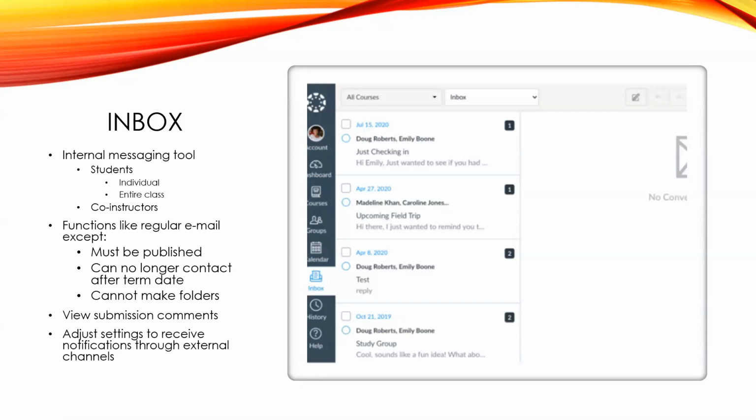Another interesting aspect of the inbox, though, is you can view submission comments. Where it says inbox at the top, if you notice, it's a drop-down box. That drop-down box allows you to click on it and click submission comments. There you can see any comments that the students have made to reply to comment feedback that you have given them. And if you wanted to, you could adjust the settings to receive notifications through external channels. So you could receive an email to your personal email that maybe you get on your phone to let you know that you have so many messages or so many items to grade and so on.